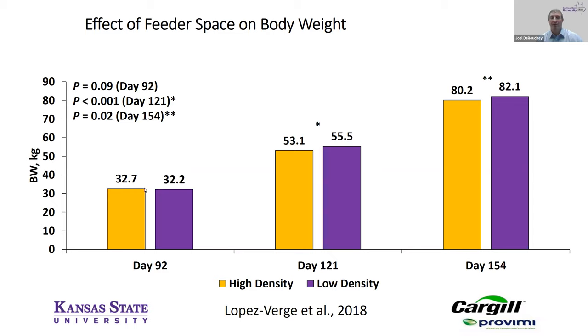And from taking the last data set, again, they started the same. And again, under a low density, they simply start to have higher statistical final body weights at those particular places, thus shifting the population to a higher body weight with a lower CV.